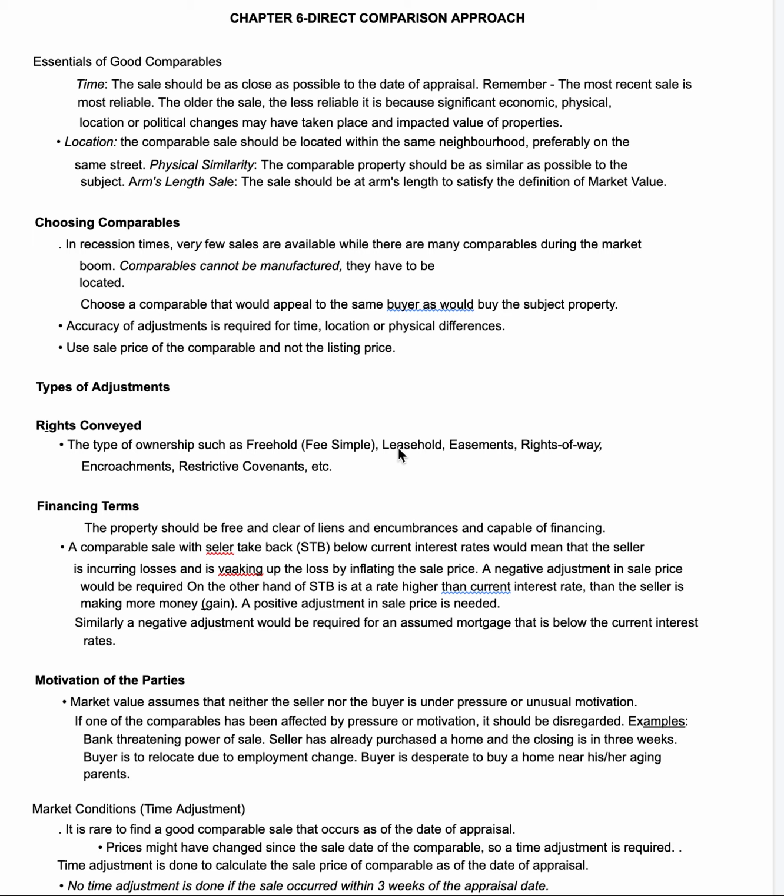Of course, the salesperson will also show the buyer sales and listings of properties they might not have seen. The buyer then compares all of these properties and prices to the property they are about to buy, and then makes a decision as to what he or she is willing to pay. By doing this, the buyer is really substituting one property for another using the principle of substitution, and this is the basis for the direct comparison approach.